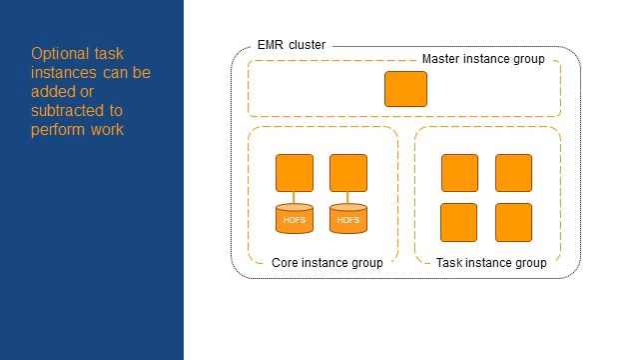You can also define an optional group called a task instance group, and this can be resized in terms of the number of nodes during the lifetime of the cluster. These nodes only run the task daemon. They don't provide HDFS, and the master instance group coordinates them. It takes data stored in HDFS on that core instance group, passes it to this task instance group that will process that data, and then they'll pass the results back to the master node.